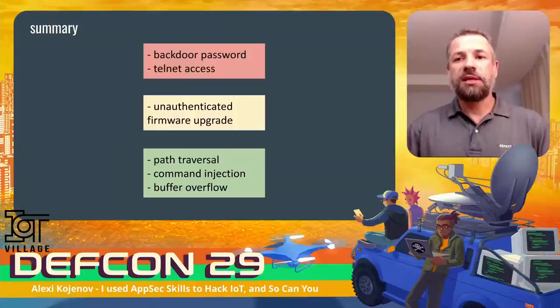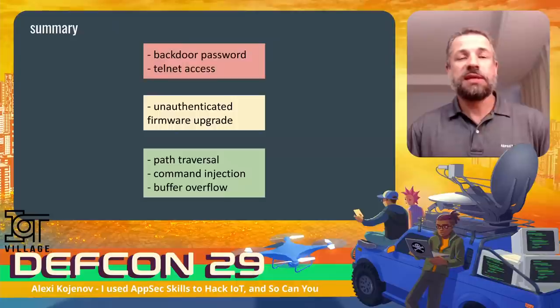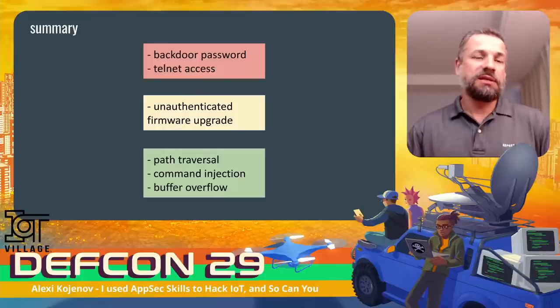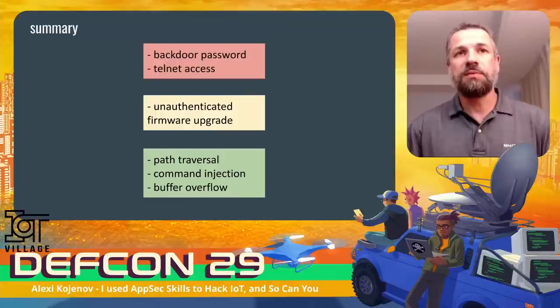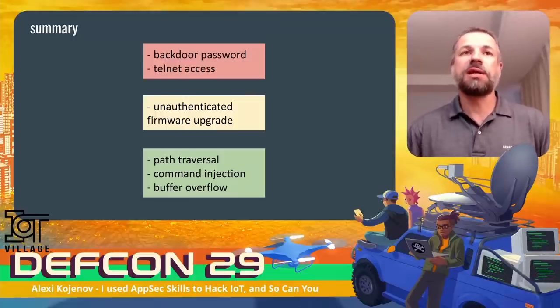The issues in the green category are coding mistakes without any malicious intent. We all make mistakes, and that's okay. We just need to learn and not repeat those mistakes again. Now, this issue with unauthenticated firmware upgrade, it is possible that it's bad coding, but it's also possible that it was there on purpose, so the vendors could update firmware without any credentials.